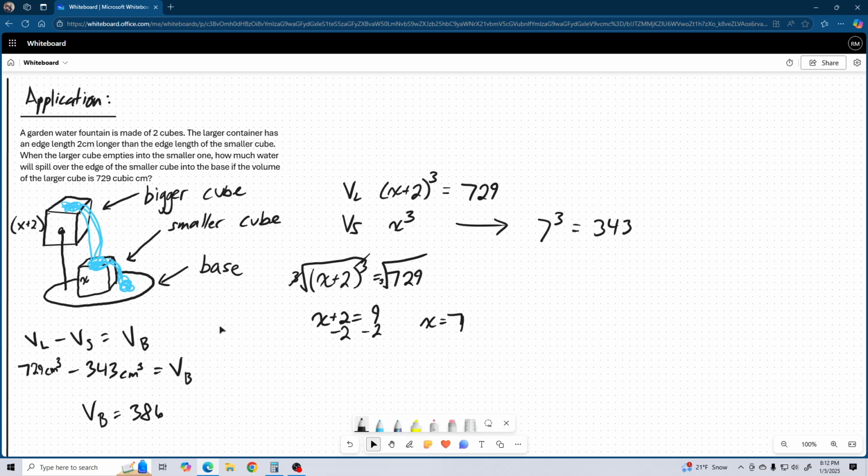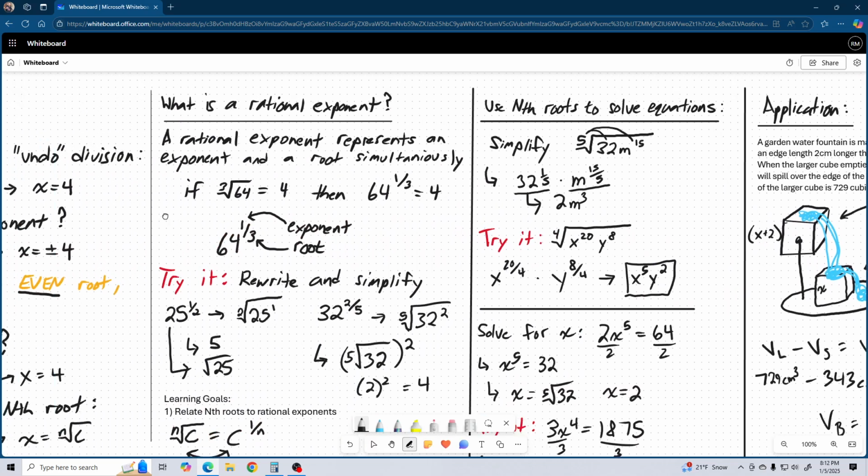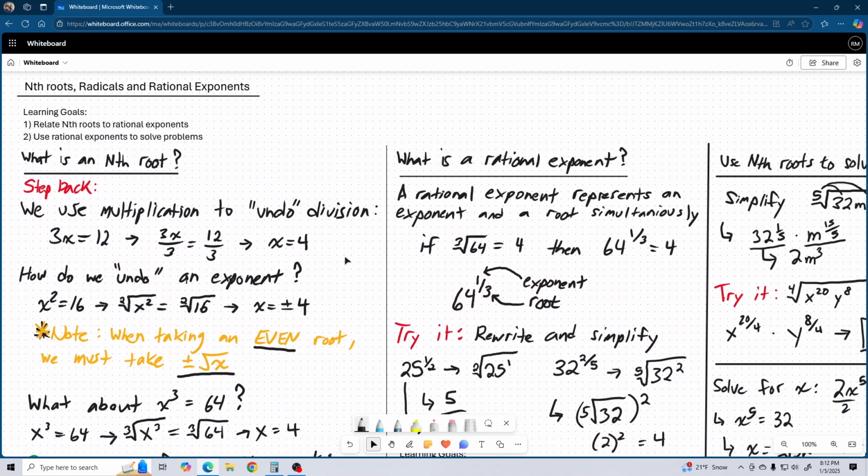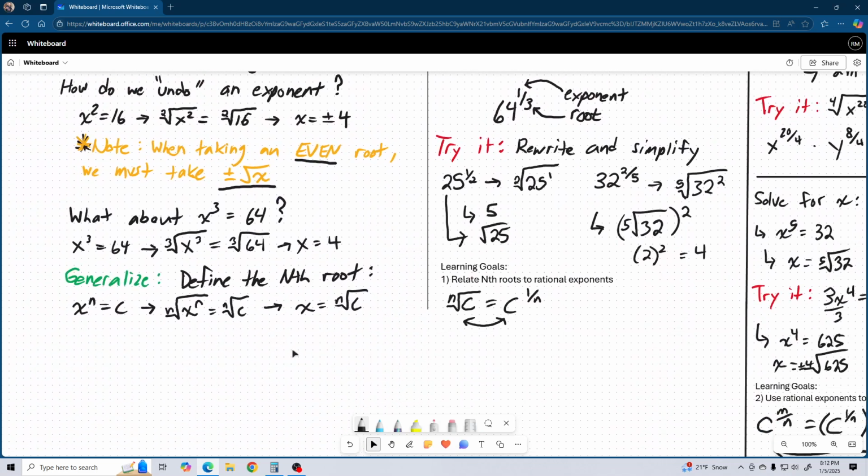So, just a quick recap. First of all, we talked about what an nth root is. We discussed that an nth root is basically taking roots beyond the second degree. It's not only square roots. We can take cube roots and fourth roots. If we have x to the n equals c, we can rewrite that as x equals the nth root of c, and that's why we call them nth roots.